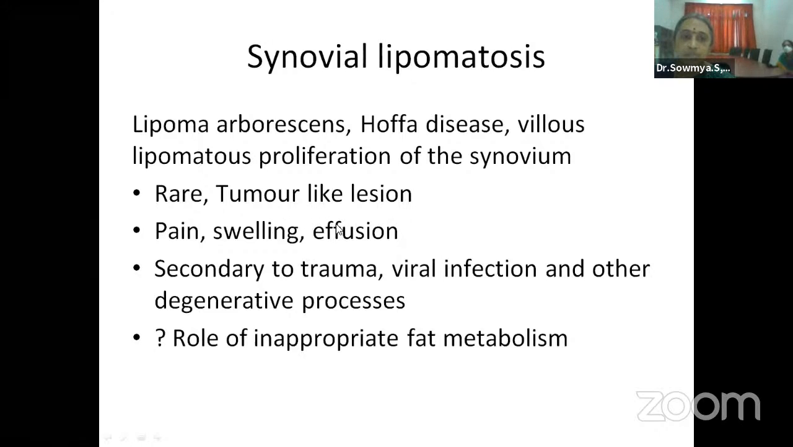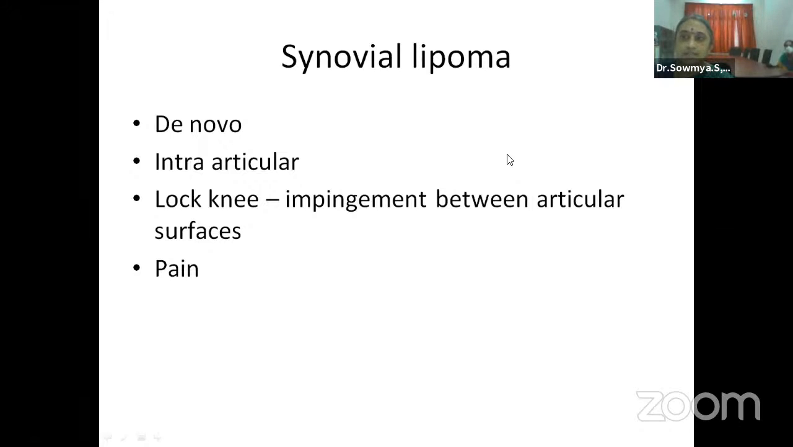So multiple times you can see the recurrent effusion. Why is there pain? Because of the compression effect. And it can be secondary to trauma, viral infection or other degenerative processes. Some authors have also suggested inappropriate fat metabolism can give rise to synovial lipomatosis. Now, there is also a proper tumor, lipoma. How do you differentiate the synovial lipoma versus lipomatosis?